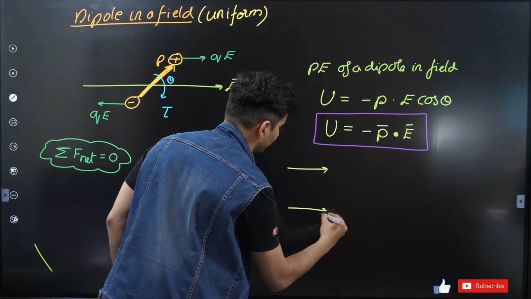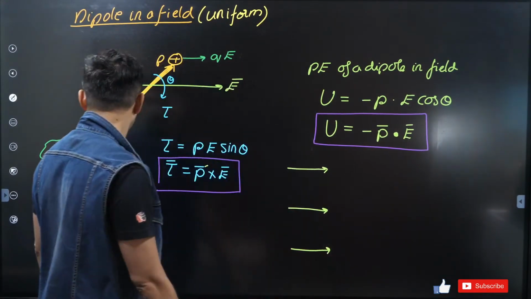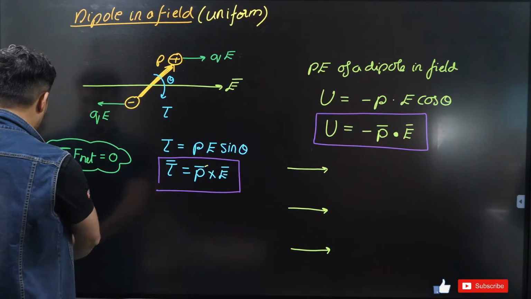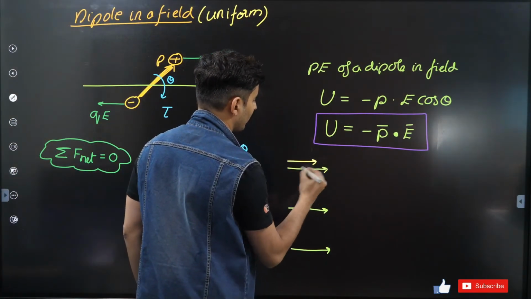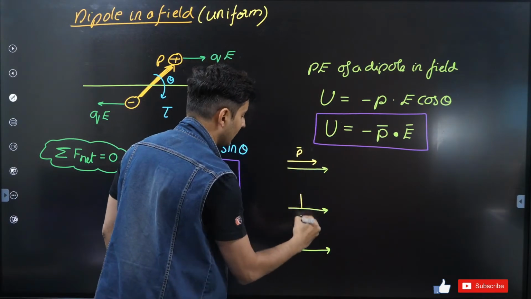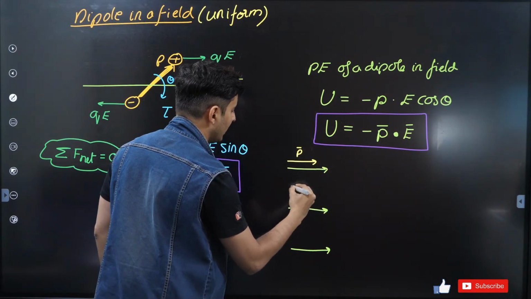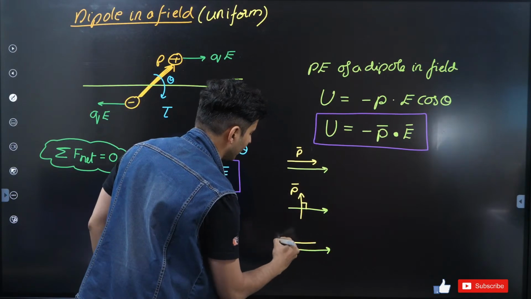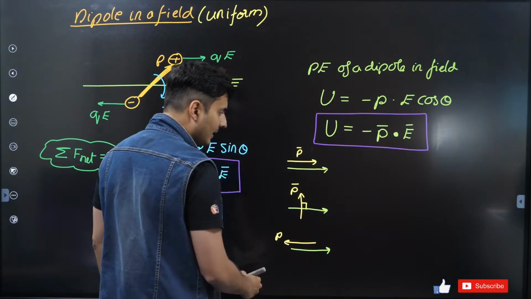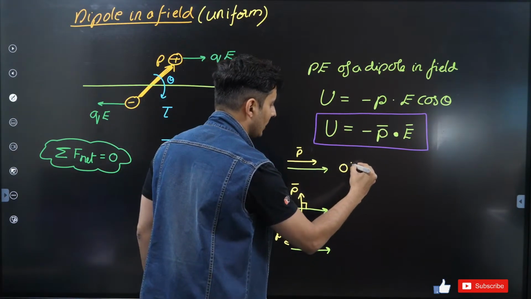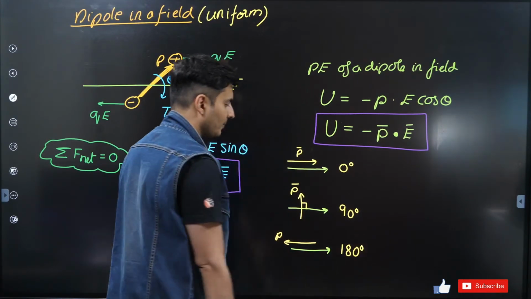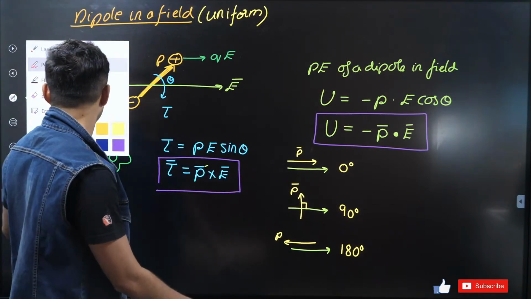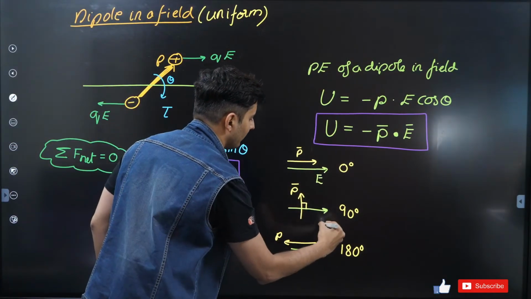This is your electric field. In the first case, let's say dipole moment is like this. Second case, dipole moment is perpendicular. Third case, dipole moment is making 180 degrees. So here it is 0 degrees, here it is 90 degrees, here it is 180 degrees, with the electric field, of course.